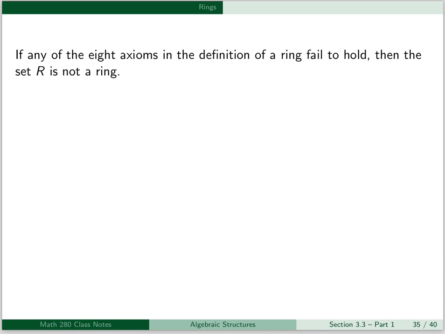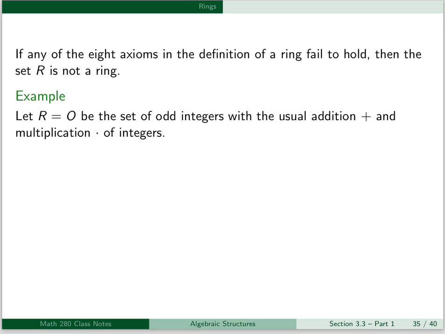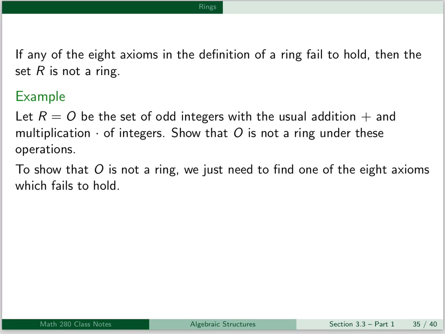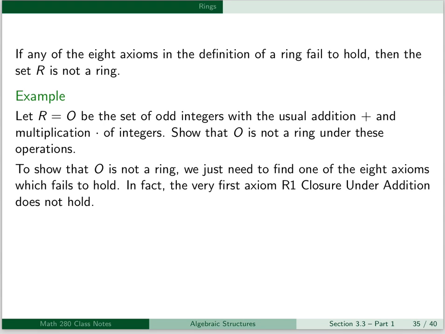Now, if any of the 8 axioms in the definition of a ring fail to hold, then the set R is not a ring. So for example, let R equal O be the set of odd integers with the usual addition plus and multiplication dot of integers. And we want to show that O is not a ring under these operations. To show that O is not a ring, we just need to find one of the 8 axioms which fails to hold. In fact, the very first axiom, R1, closure under addition, doesn't hold.